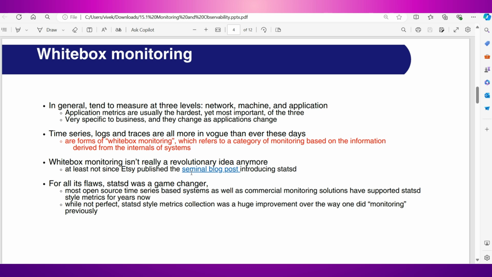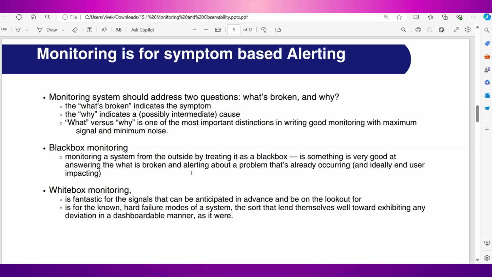Okay, so here is white box monitoring. This type of monitoring looks inside the system to measure specific metrics at the network, machine, and application level. It helps you to understand and track critical business-related metrics. In a factory, white box monitoring would involve checking the performance of individual mechanisms and their components, not just the overall output.